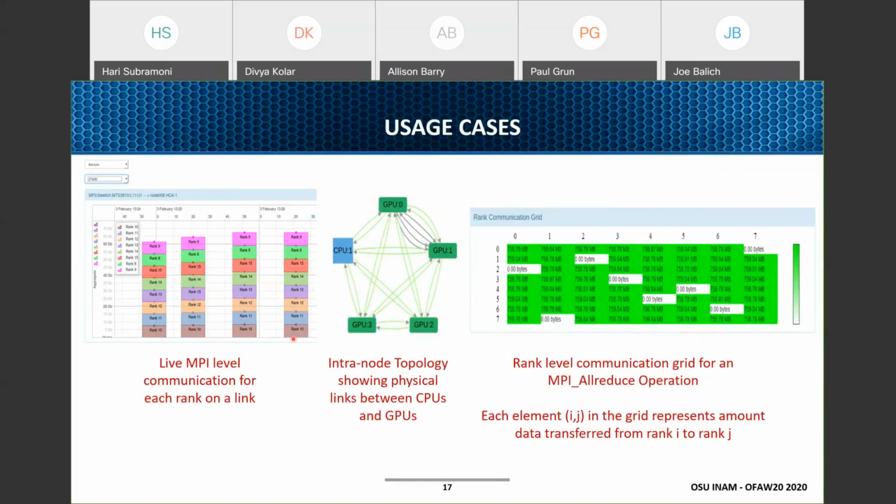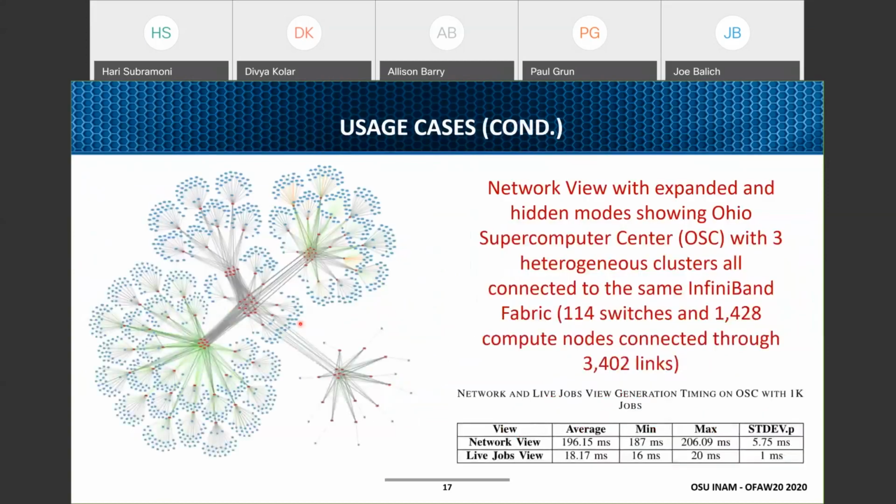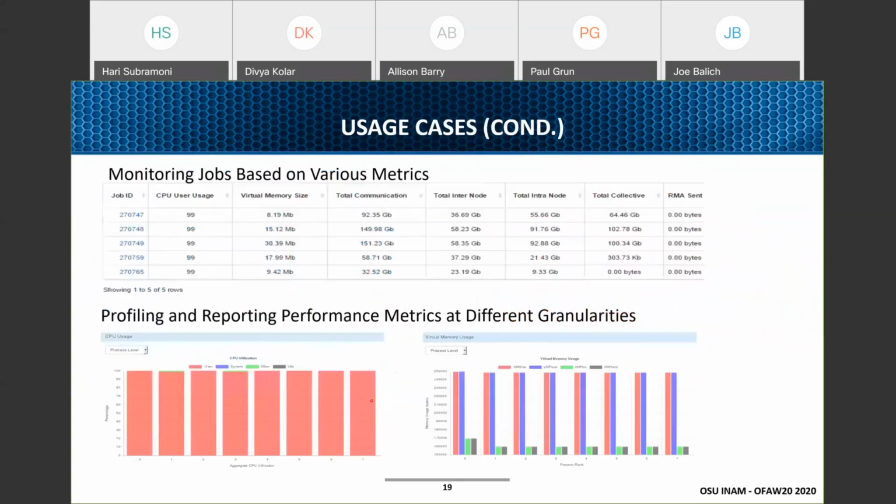This is quite useful to see what sort of interaction is happening on a given link. For instance, you can figure out if job 1 and job 2 are interacting on a particular given link here. These are again some of the standard use cases that we have.